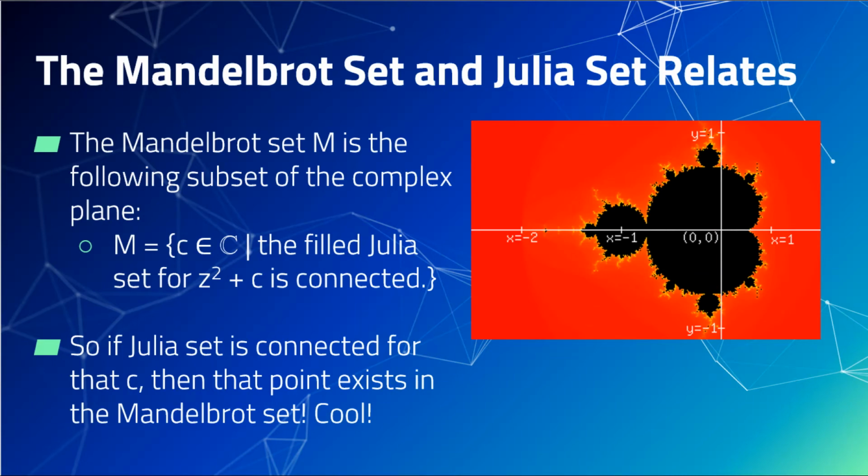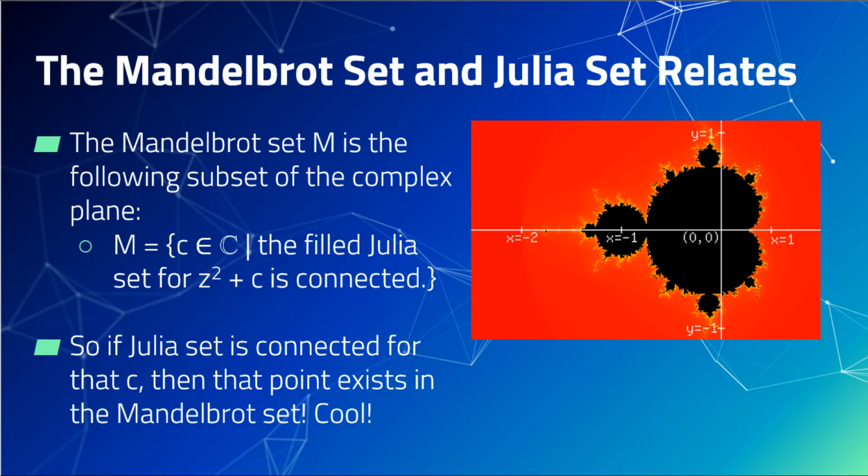So the reason we talked about the Mandelbrot set at the beginning of this video, to reflect on what it was and what it meant, is to actually show that it is directly related to Julia sets, to the variety of Julia sets that we have. The Mandelbrot set M is calculated as the subset of the complex plane where c exists in the complex plane, such that the filled Julia set for z squared plus c is connected.